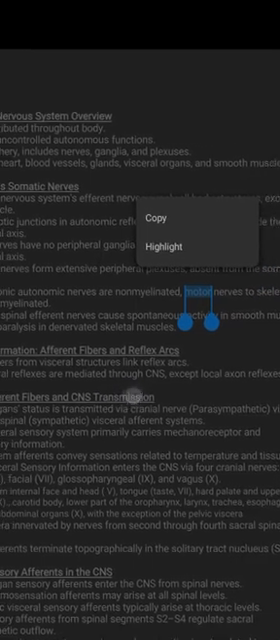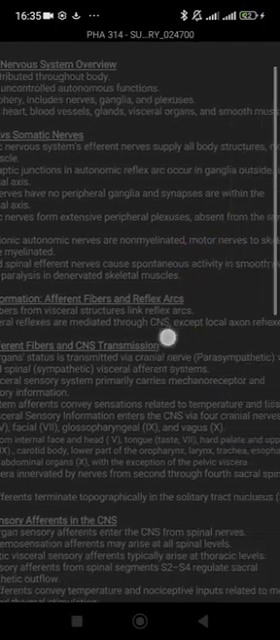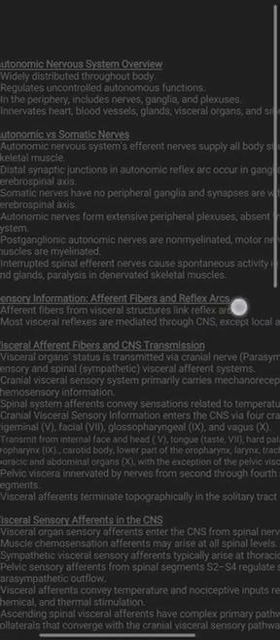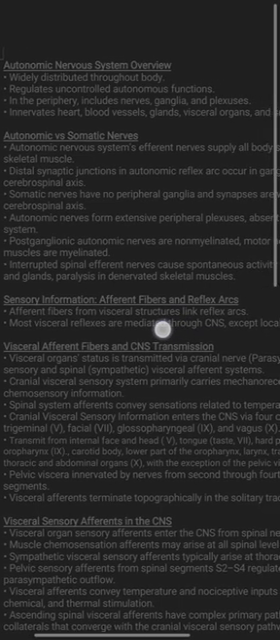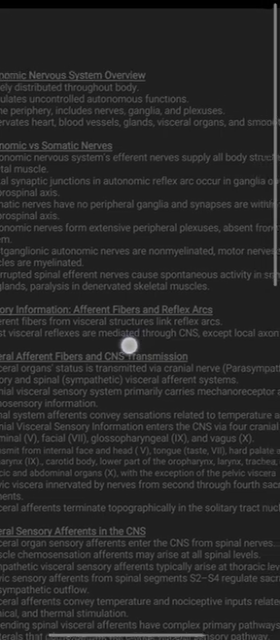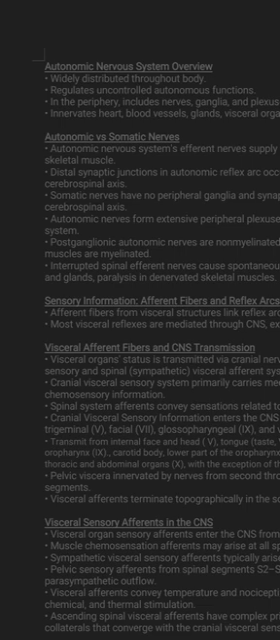so autonomic. Let's compare them in terms of their efferent nerves. For the autonomic nervous system, the efferent nerves supply all body structures except skeletal muscles. The efferent supplies all body structures except what? The skeletal muscles. Somatic supplies what? So if they supply all the body systems apart from the skeletal muscle, that means somatic supplies the skeletal muscle. Is that clear?